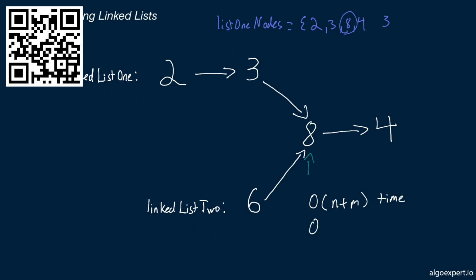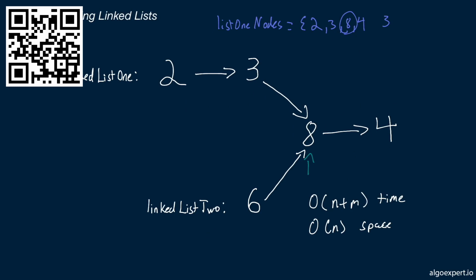This will also take big O of n space, again, where n is the length of the first list. And the reason for this is because we have this extra space for list 1 nodes. So we add all of the nodes from list 1 to this set. So because of this, we have O of n space, but we never add list 2 nodes to the set, so we do not use any space for list 2.